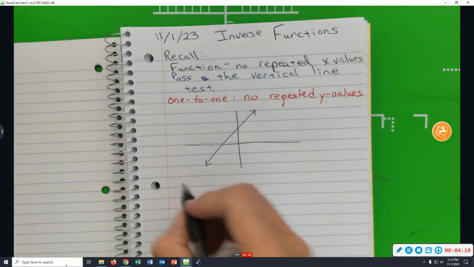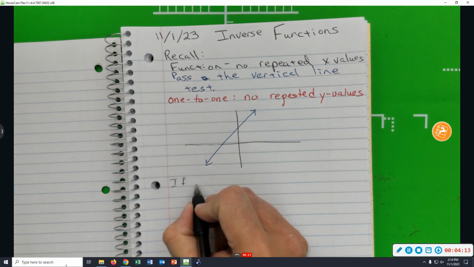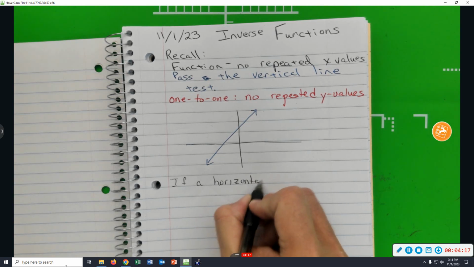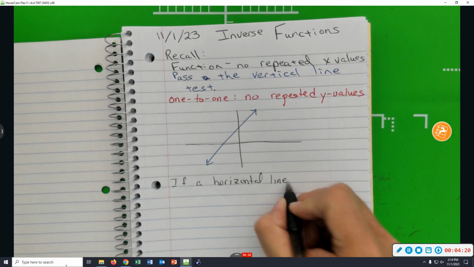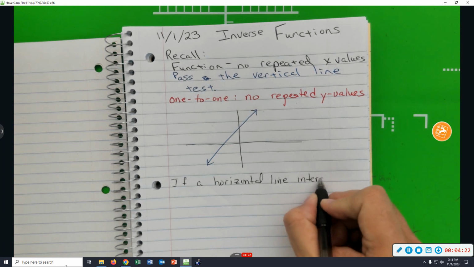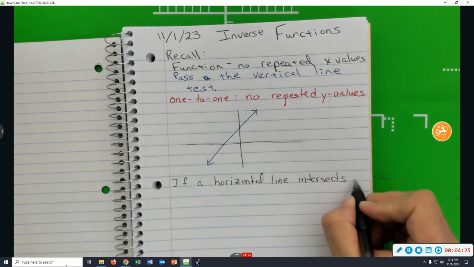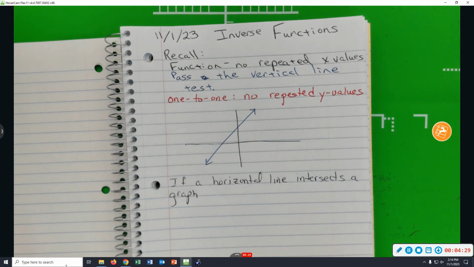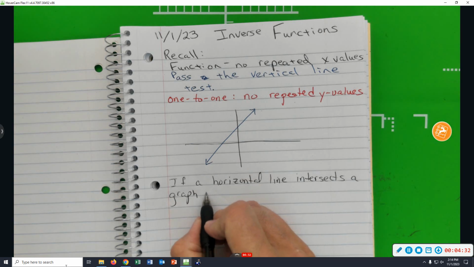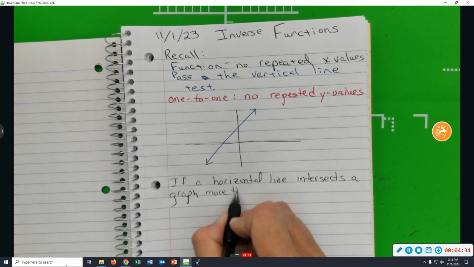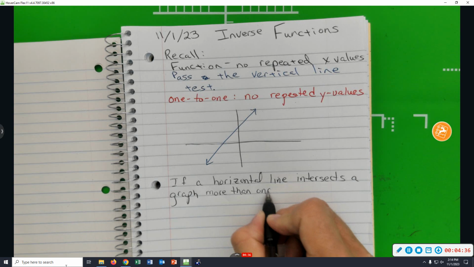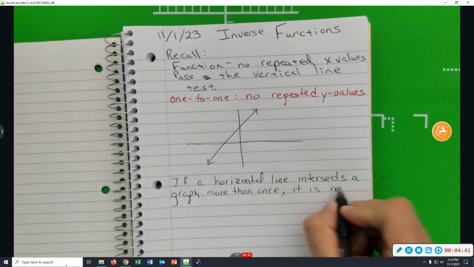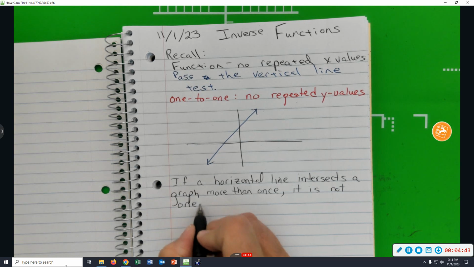A horizontal line test says if a horizontal line intersects a graph more than once, so two, three, four times, then that graph is not one-to-one.